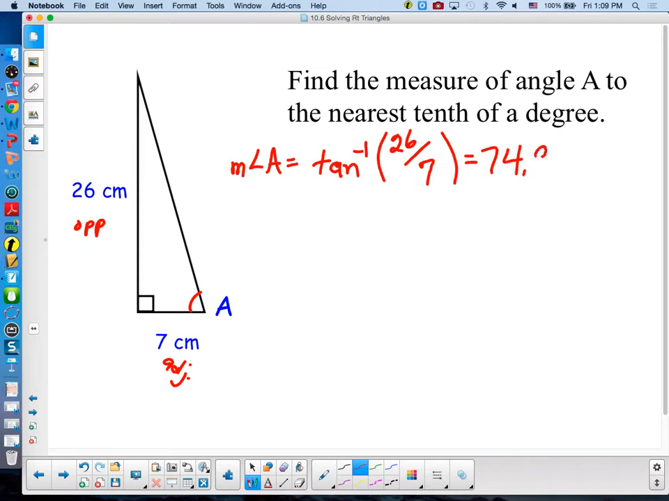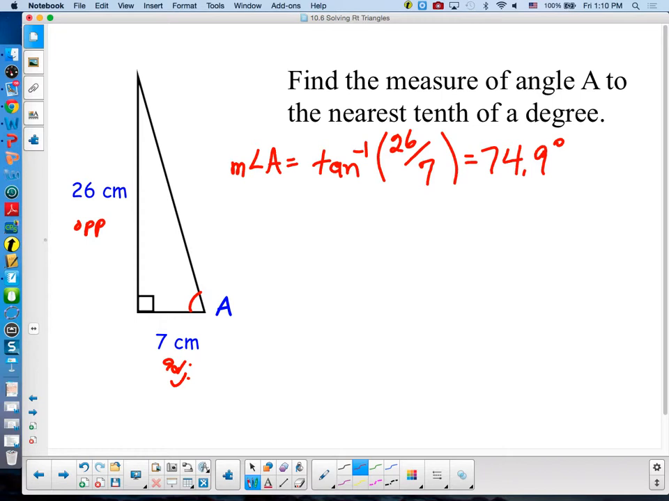74.9? What's after the 9? A 3? Okay, so it wouldn't go up. Okay, question? No?